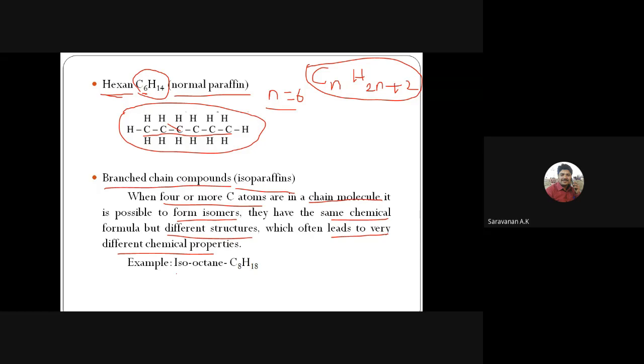For example, isooctane is represented by C8H18. Here the n value is 8, so 8 into 2, 16, plus 2, 18. So the alkanes or paraffins are represented by this hydrocarbon content, CnH2n+2, which you have to remember.